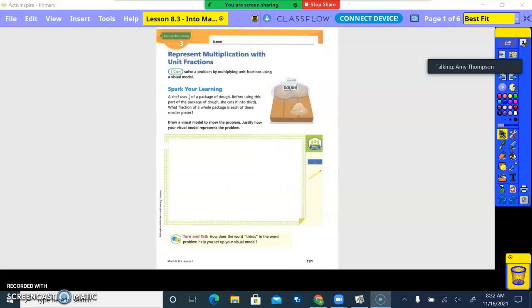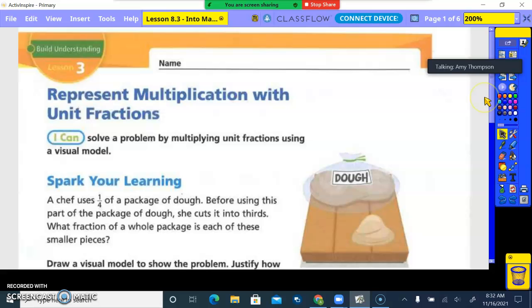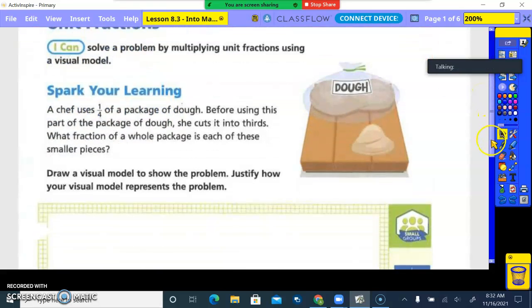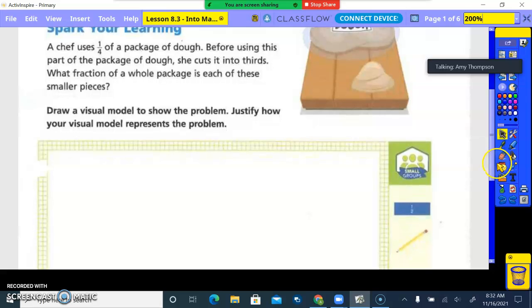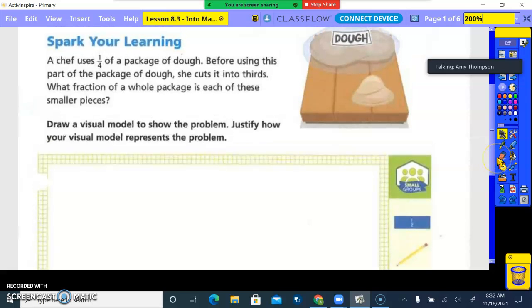Spark your learning. A chef uses 1/4 of a package of dough. Before using this part of the package of dough, she cuts it into thirds. What fraction of a whole package is each of these smaller pieces? Draw a visual model to show the problem. Justify how your visual model represents the problem.